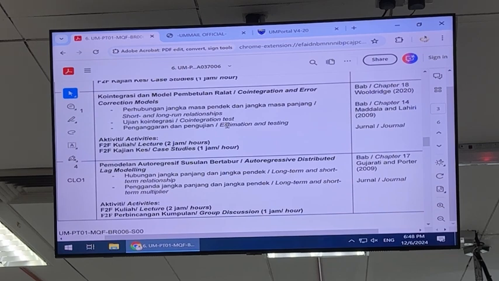Then in week number 3, we proceed to cover the co-integration equation, either using Johansen or using the ARDL test.